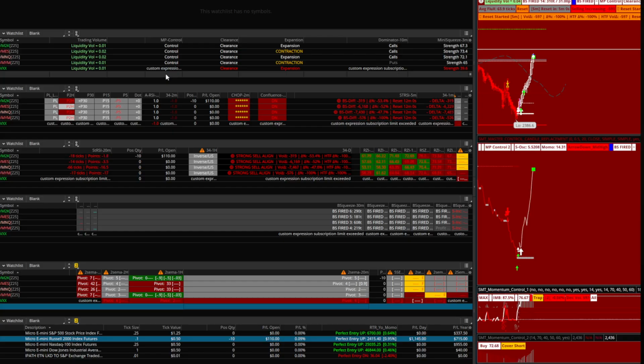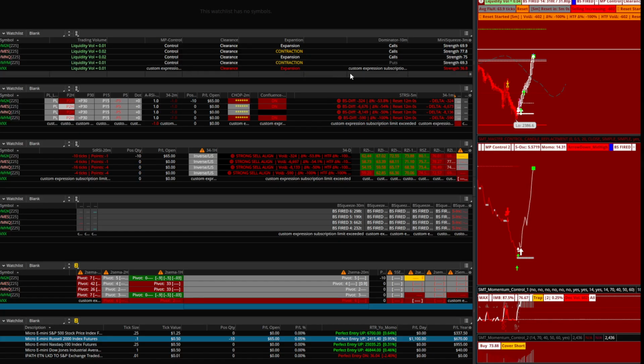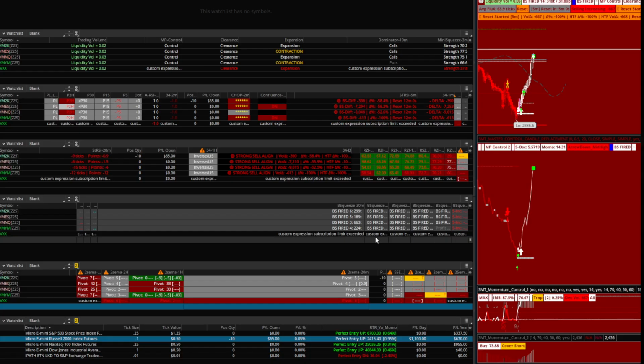So we still have MP control for the M2K, for everything. We still have master control. The bulls still have the control here. They still have the clearance. We haven't quite rolled over yet, but the shorts are starting to push here. This is going to be just a scalp, because the bulls clearly are dominant in the market right now. Until the ripple effect rolls over, you've got to be really cautious of that.